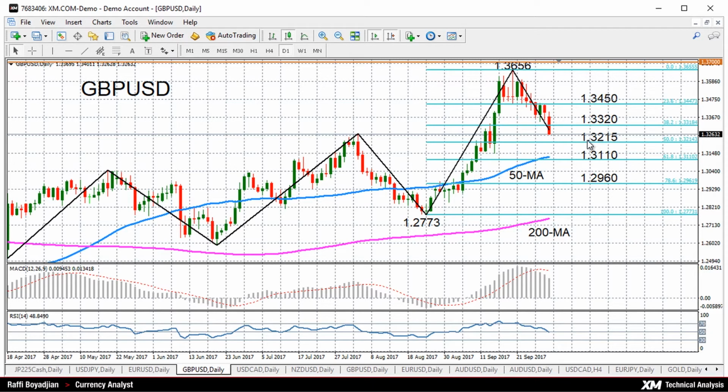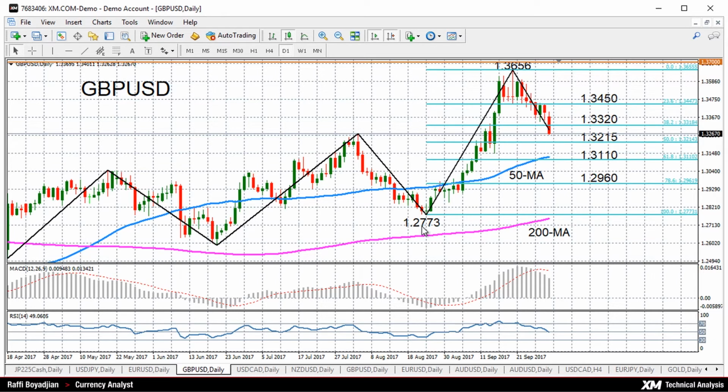So to the downside, support should come from the 1.3215 area, followed by the 1.31. The 1.31 area should be major support to watch because it is a 61.8% Fibonacci retracement of the up leg from 1.2773 to 1.3656, and is also where the 50-day moving average is currently converging.